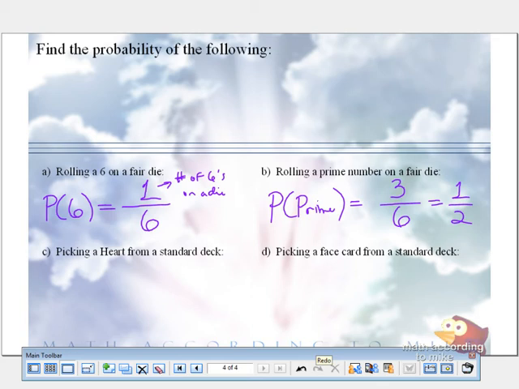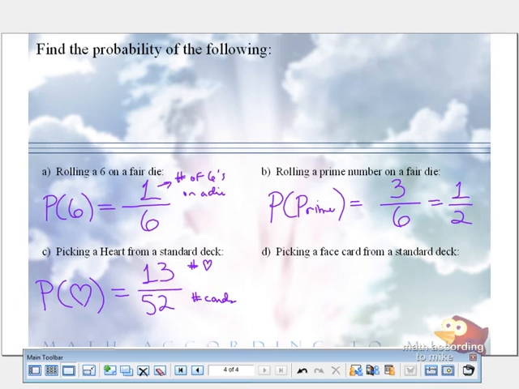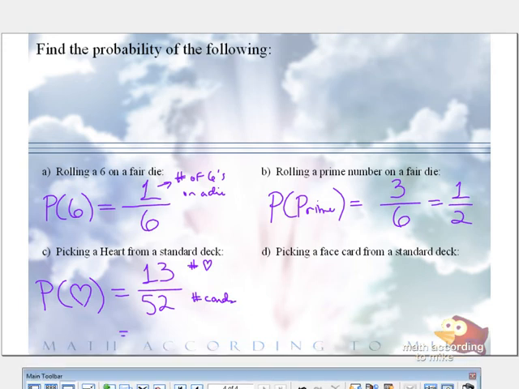How about C, picking a heart from a standard deck? What does the 13 represent? Yep, number of hearts. And what does the 52 represent? Number of cards, good. And what is 13 over 52 reduced? 1/4. Yep.